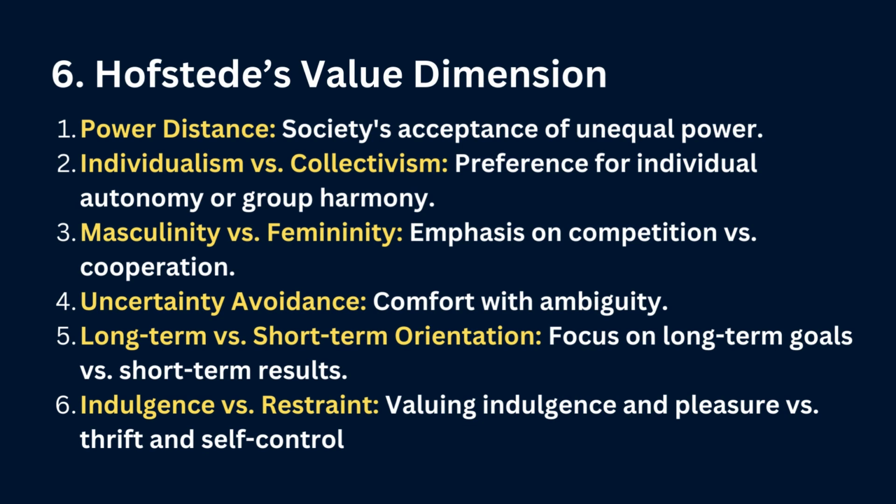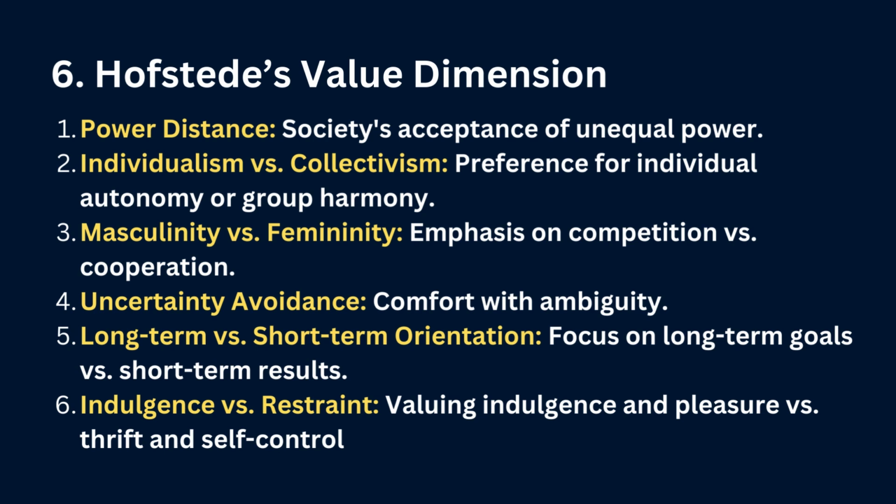For power distance, this dimension measures the extent to which a society accepts an unequal power distribution. In higher power distance cultures, managers may need to adopt a more formal and respectful approach. For individualism versus collectivism, it assesses whether a society values individual autonomy or group harmony. Managers in collectivistic cultures should prioritize building relationships and trust before giving direction.